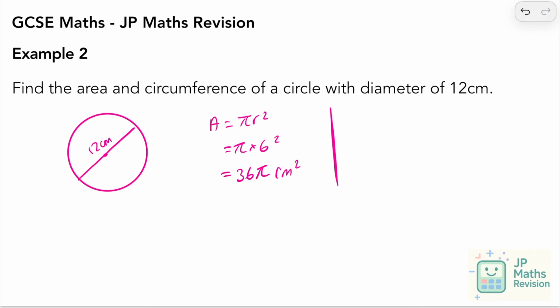And if I wanted to work out the circumference, I'm going to use pi d. In this case, the diameter is 12, so it's pi times 12, or 12 pi. So the answer to this question is 12 pi centimetres, again in exact form.